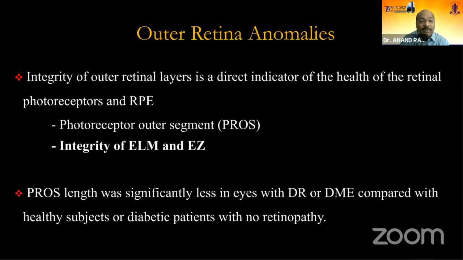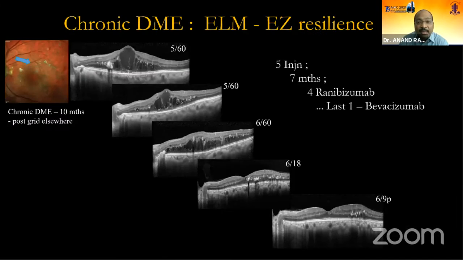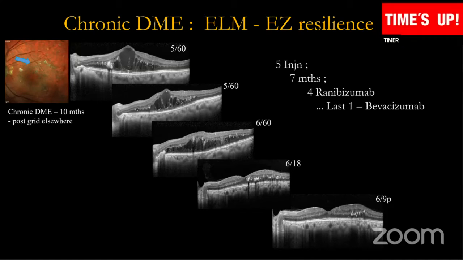And this is an example of a chronic DME case in one of our patients, which showcases ELM-EZ resilience. This patient was lasered elsewhere and came in after 10 months because of the pandemic delay. The patient came here after 10 months, 5 by 6. We started off with 5 injections in 7 months, 4 ranibizumab, the last one bevacizumab, and you see the recovery of the ELM-EZ. So the ELM-EZ can be resilient if you treat, and you should treat early.